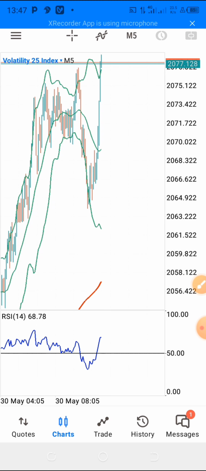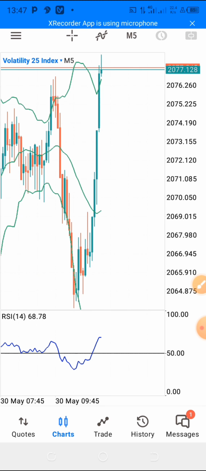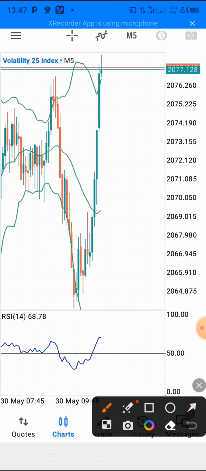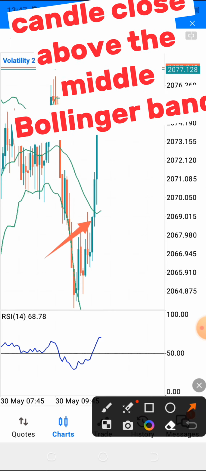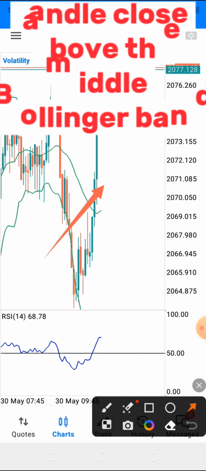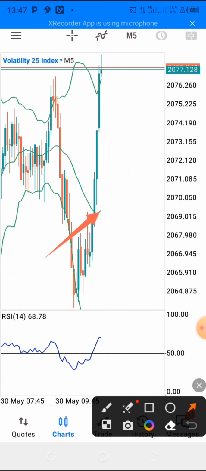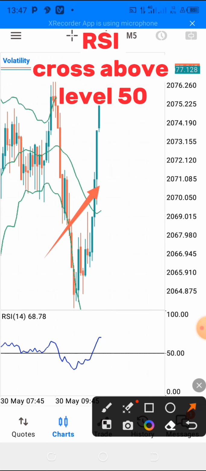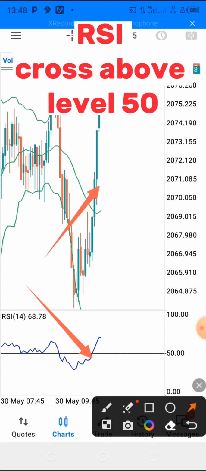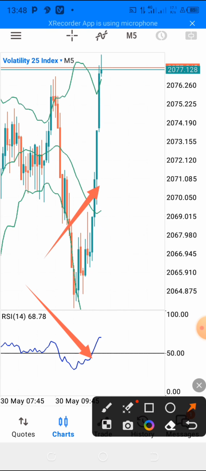The second condition is that we have to wait. There are two things we're going to be looking at. We wait for a candle like this one. It has to cross above the middle Bollinger Band and close above that line. And if you look at indicator window 1, the RSI has to cross level 50. So these are the conditions for a buy. Once that is satisfied, we then take our buy.